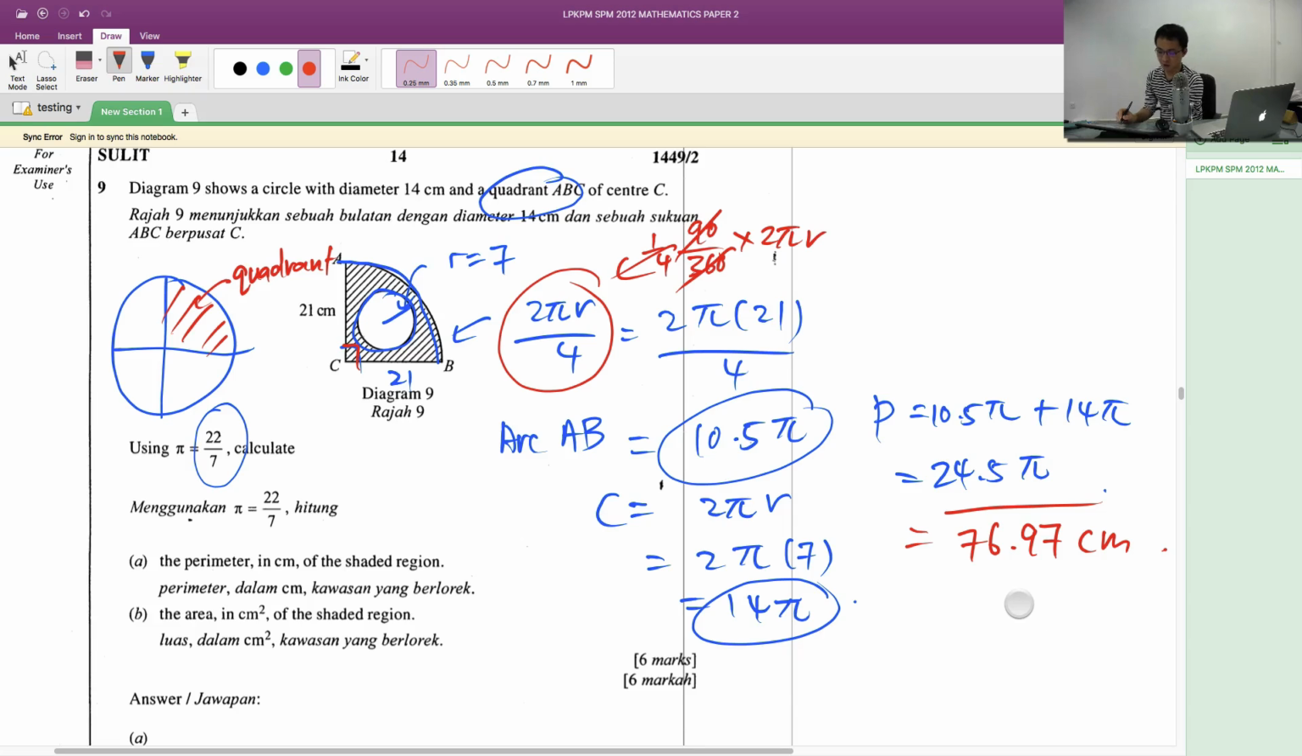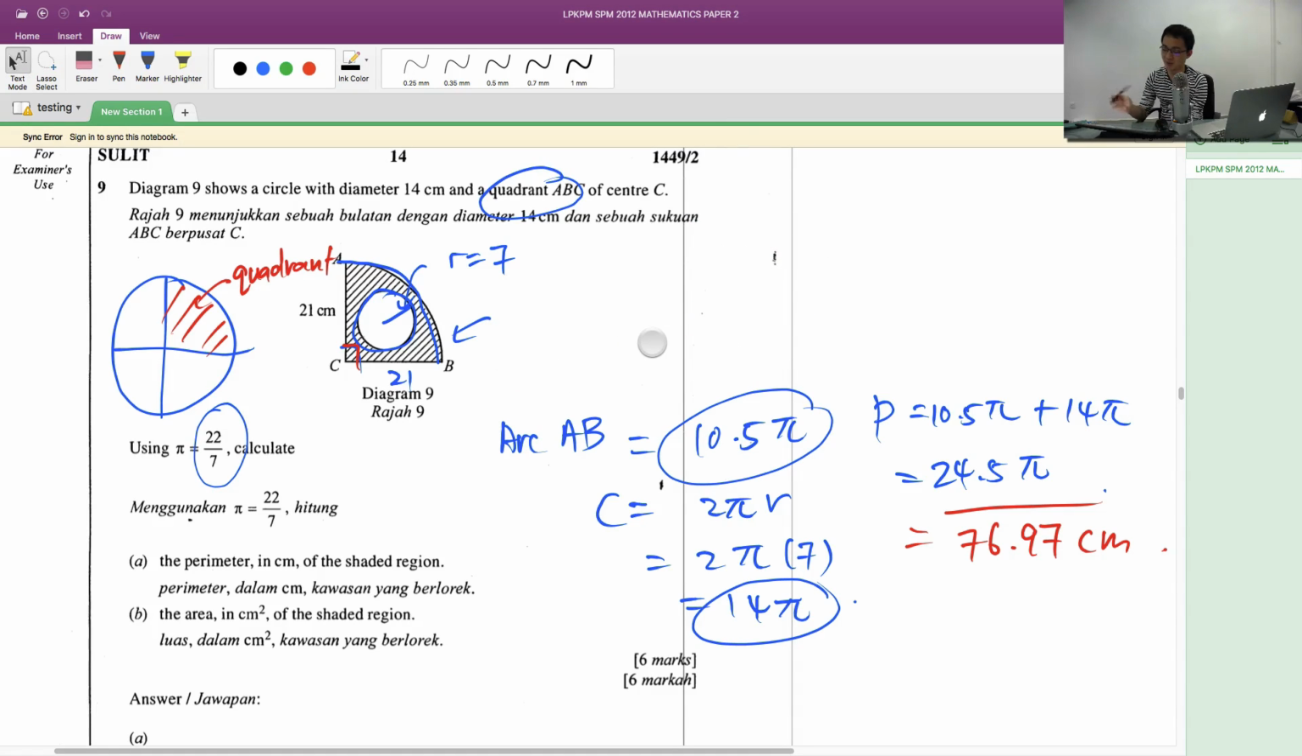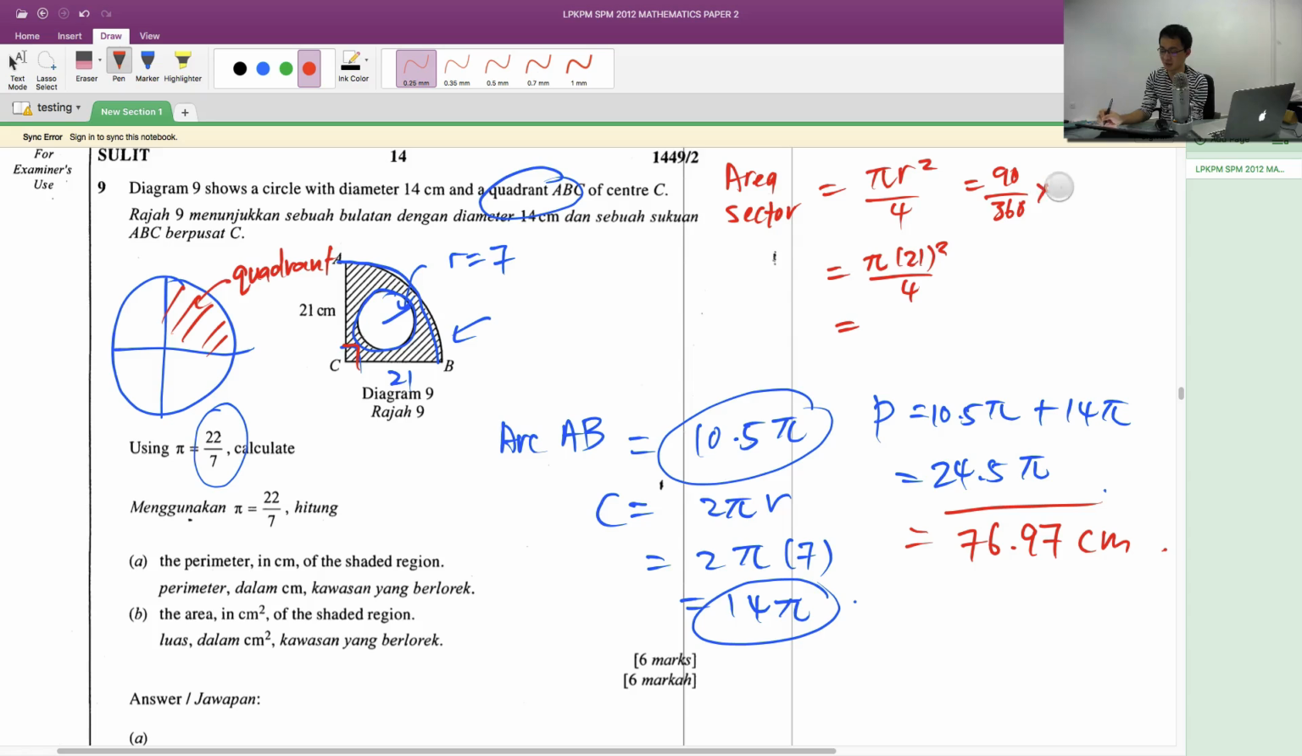Okay, we need to find the area. Area is basically sector minus circle. To get the area of the sector, if I do it myself, I will just do pi r squared divided by 4, because it's a quadrant. So this is pi, my r is 21, squared, over 4. If you want to do it the proper way, you can say 90 over 360 multiplied by pi r squared. It's the same thing.